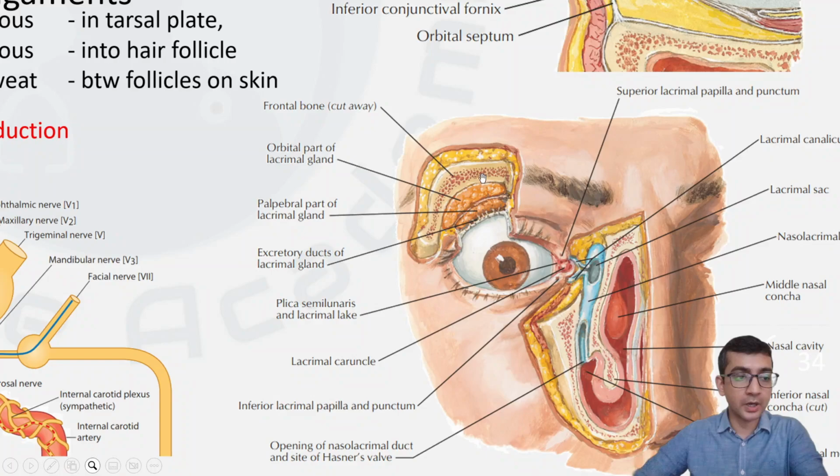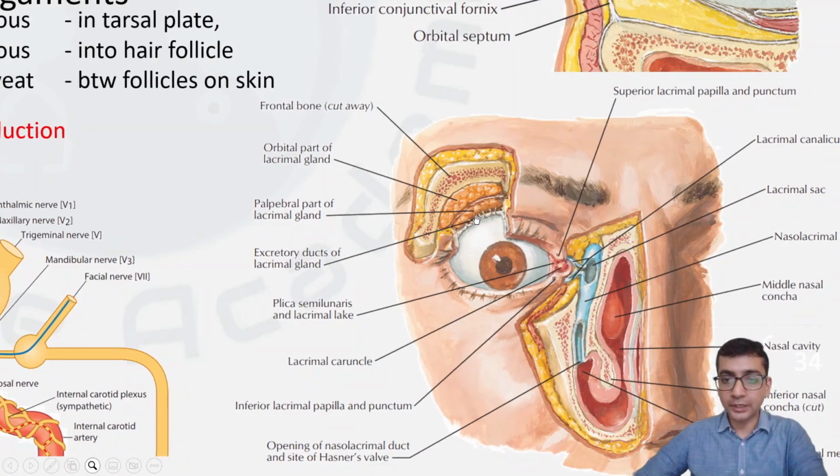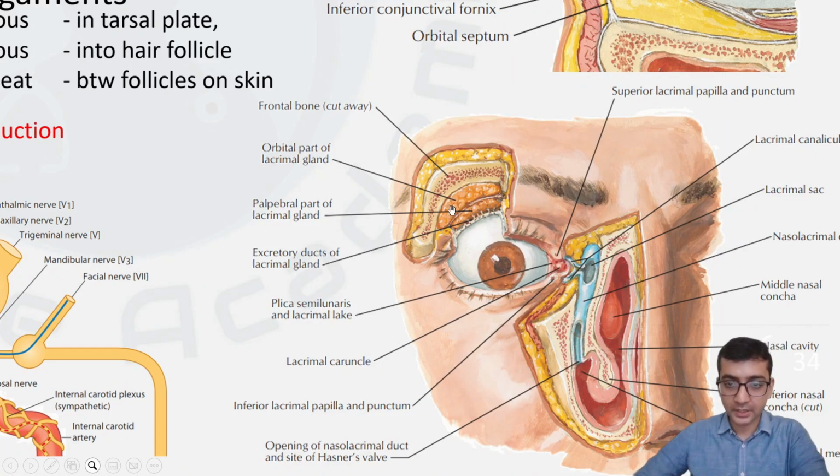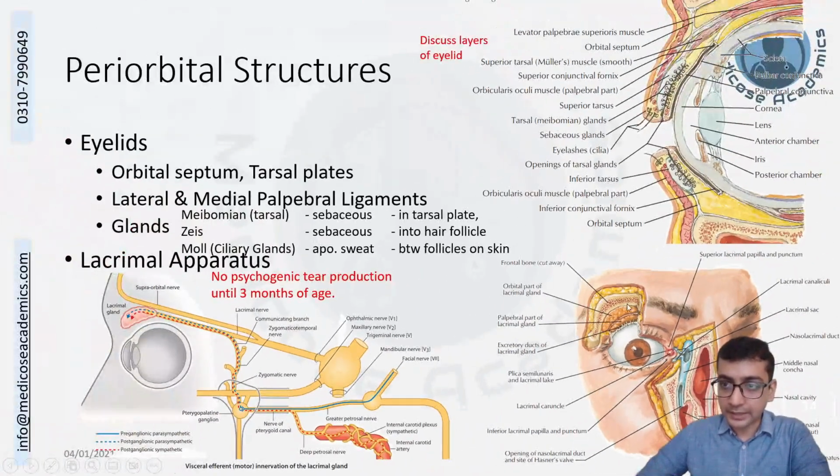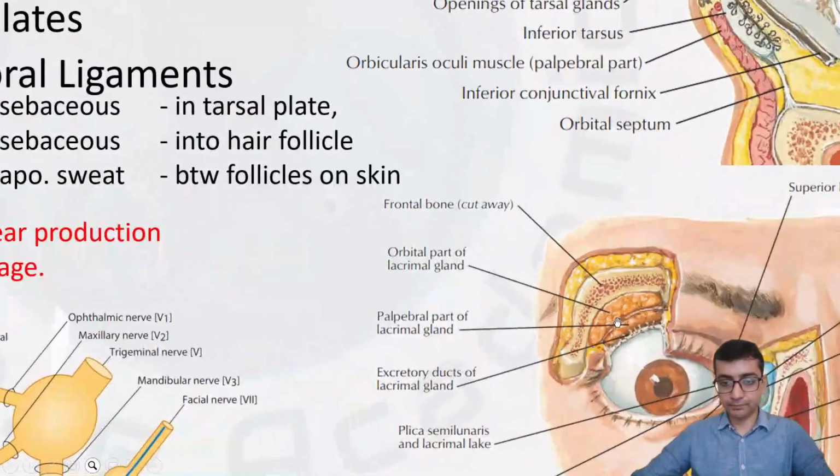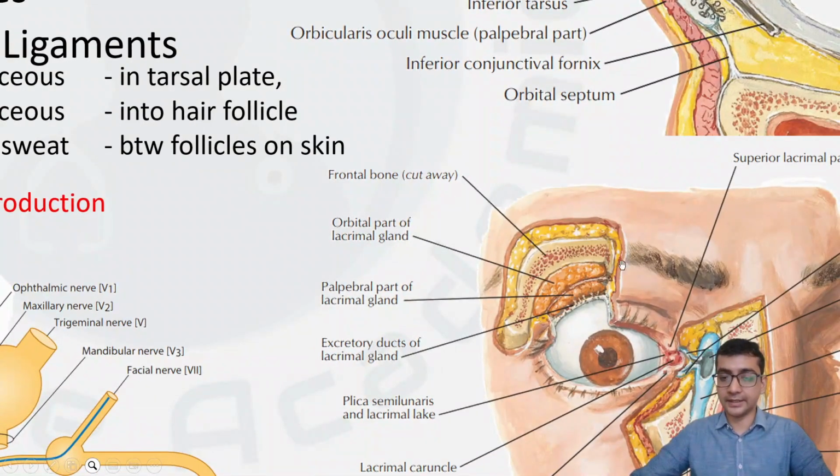The gland is divided into two parts due to the passing through levator palpebrae superioris muscle. The part that is superior to it or deep, that is known as orbital part, and the part that is present below it, near the eye, superficial to it, that is the lacrimal part, palpebral part, because it is present near the eyelids, palpebral part. These are opening through multiple small opening into the fornix, into the conjunctival fornix.